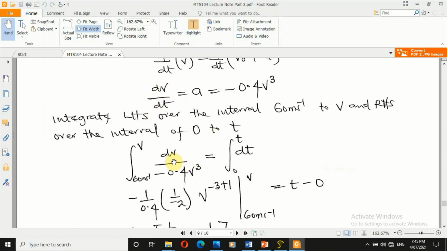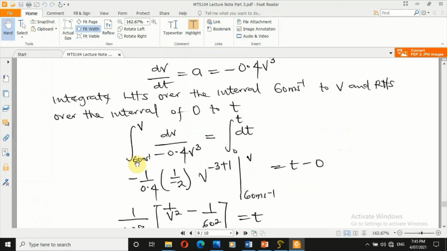So you know that we have dV, then we have minus 0.4 V cubed, we bring it under, then you integrate the dt. Now what do we need? You know that the initial velocity was 60 meters per second. Then what about the final velocity? We don't know, that's why we write V. Initial time is 0. What about the final time? We don't know, so you put t here. So now we need to integrate this expression.